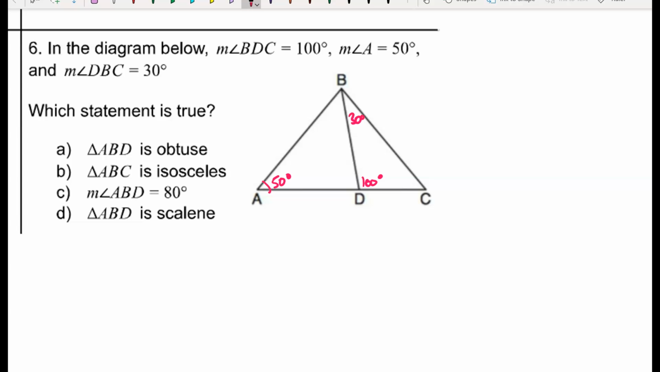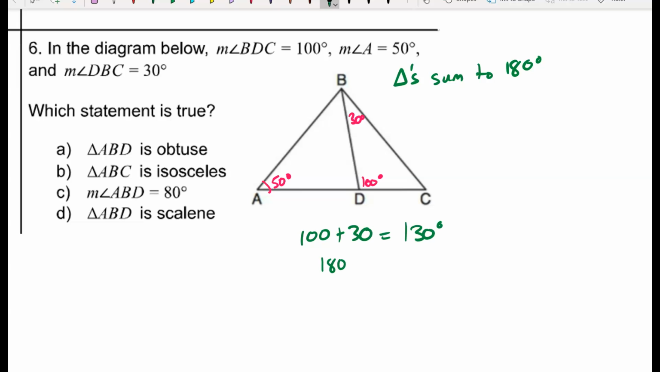Now, it says which statement is true. And I'm not even going to read these. I'm going to try to fill in whatever angles I have. If I'm looking at triangle BDC right over here, remember that for any triangle, the angles in a triangle should sum to 180 degrees. So I already have 100 degrees in one angle and 30 degrees in another.